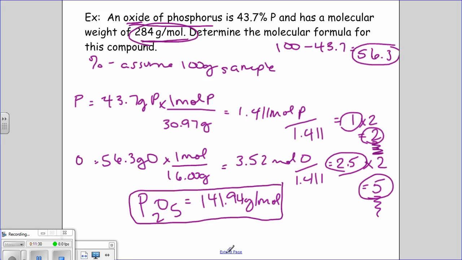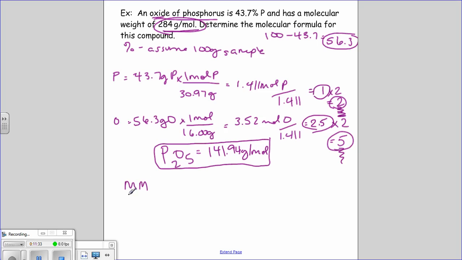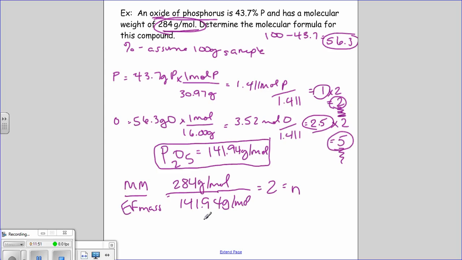Meaning all we need to do now is take the molecular mass divided by the EF mass. So that's 284 grams per mole divided by 141.94 grams per mole. You can probably look at that and see it's about 2. So the N number is 2, and then we need to raise all the subscripts to that 2. So P2O5, multiply the subscripts by 2, would be P4O10. And this is tetraphosphorus decoxide.